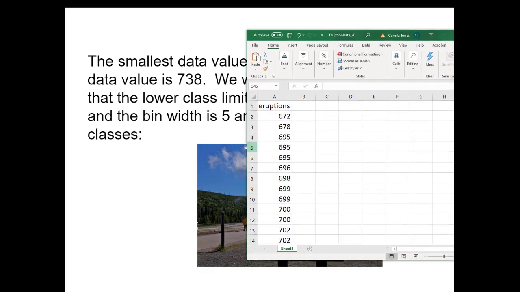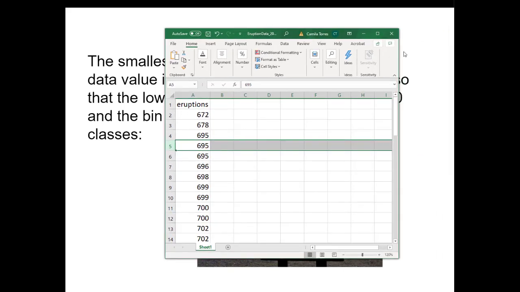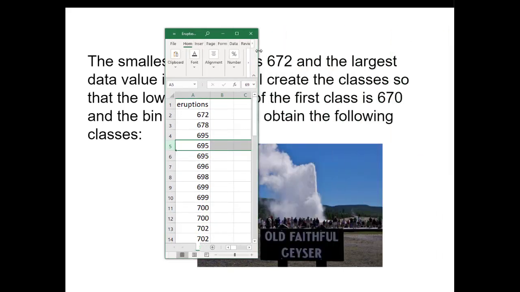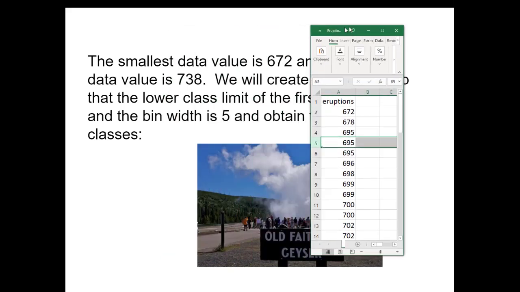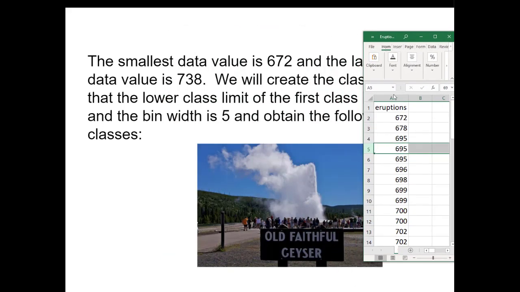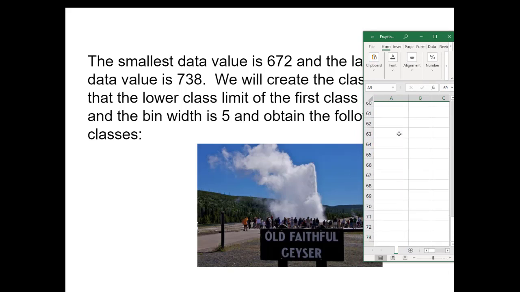Let me make this a little bit smaller so you can see everything. Okay, so when I looked at it, 672 was my smallest value. And when I went all the way up to the greatest number, I saw that 738 was my greatest value.